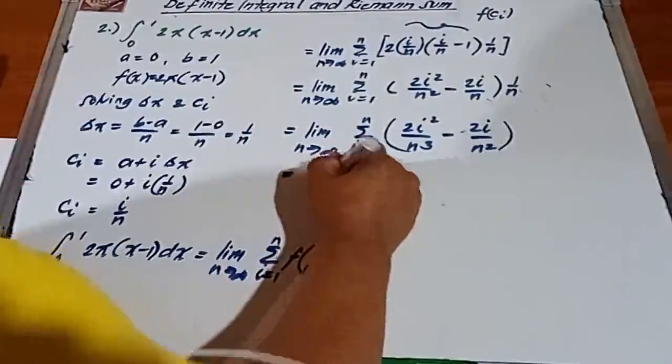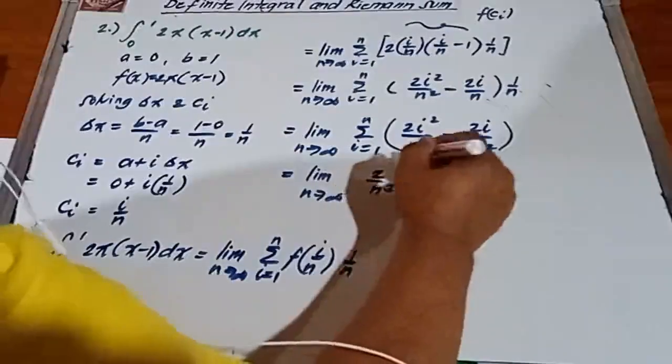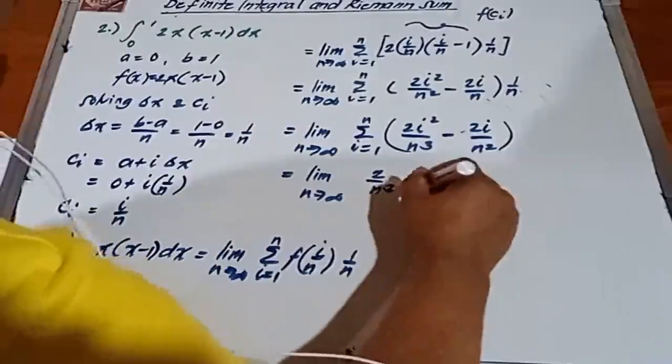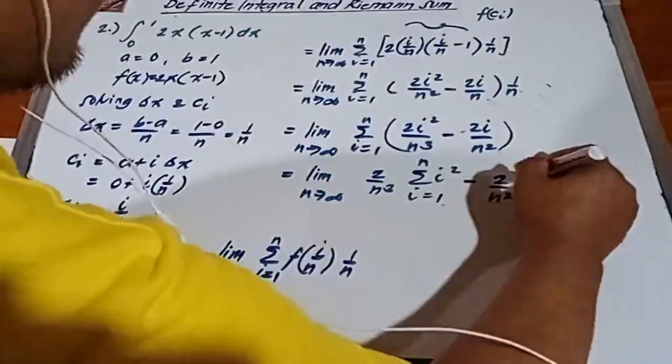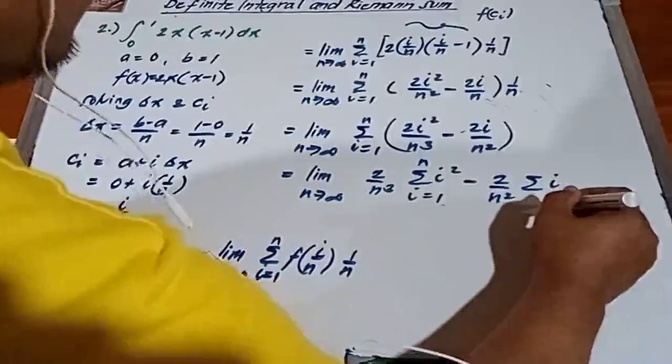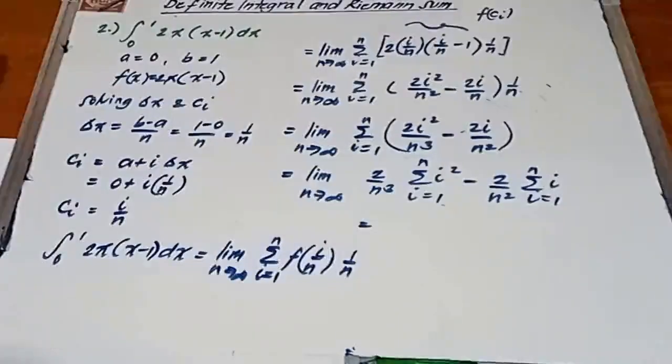Then, gamit yung property of sigma notation, this is 2 over n cubed summation of i squared, i equals 1 to n, minus 2 over n squared summation of i equal to 1 to n. Gamit yung formulas natin ng sum of powers of integers. So, yung ating summation of i squared is n plus 1, 2n plus 1 over 6. And yung ating summation of i equals 1 to n is n plus 1 over 2.